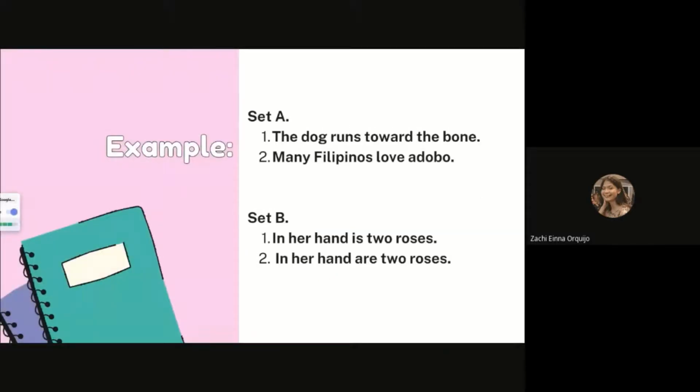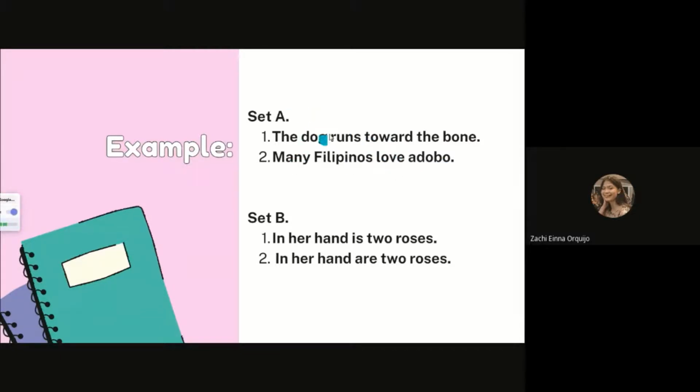So, most of the sentences in English ay nagfo-follow sa ganong rule na subject-verb agreement, or dapat naman talaga na nagfo-follow tayo sa subject-verb agreement para maintindihan tayo ng kausap natin. But in most cases, in English sentences or language, laging nauuna yung subject bago yung verb. Katulad ng sentences na 'to sa set A, itong dalawang sentences sa set A. Kung babasahin natin, the dog runs toward the bone and many Filipinos love adobo.